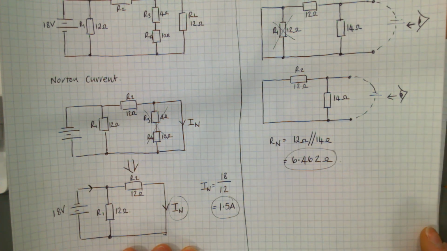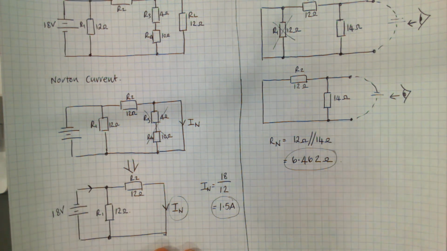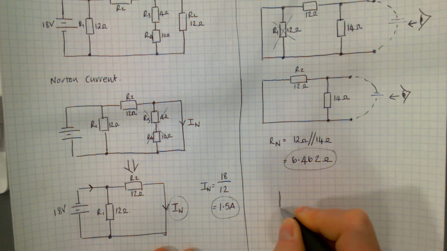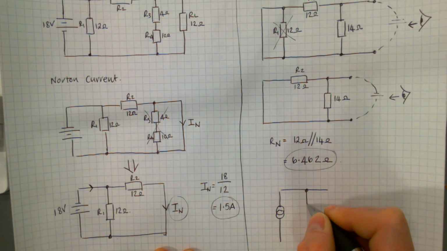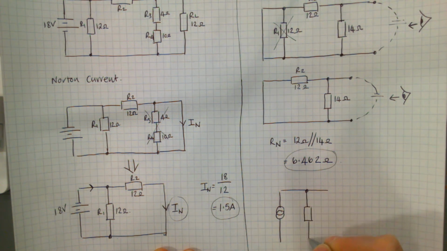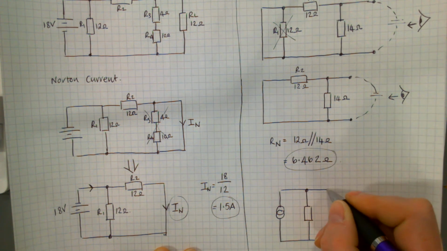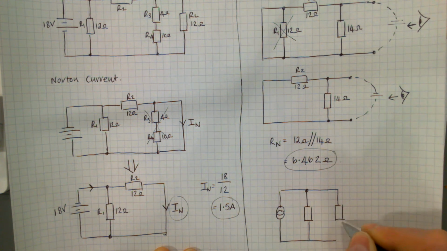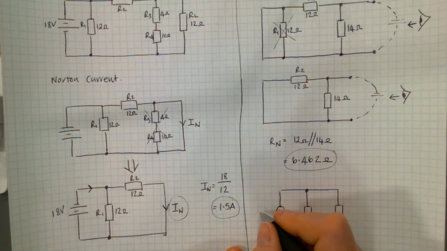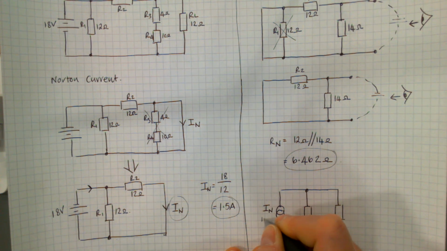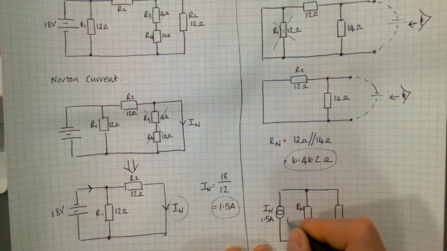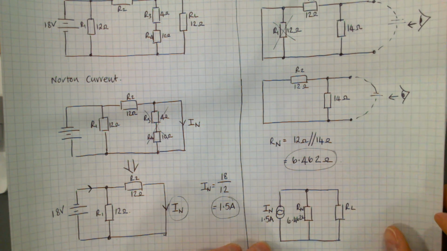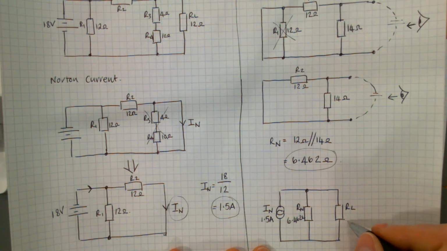So now at this point, I've got a Norton resistance there that I'm going to use. And I've got my Norton current there. So now I can do my Norton equivalent circuit. So your Norton equivalent circuit, if you remember, is a current source with a parallel resistance and then you put your load resistance back on again. So that's your I Norton, your 1.5 amps. Your R Norton, 6.462. And then your RL, which took off away at the start up there, 12 ohms.